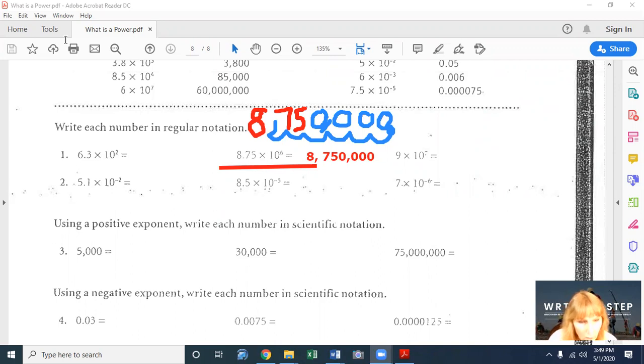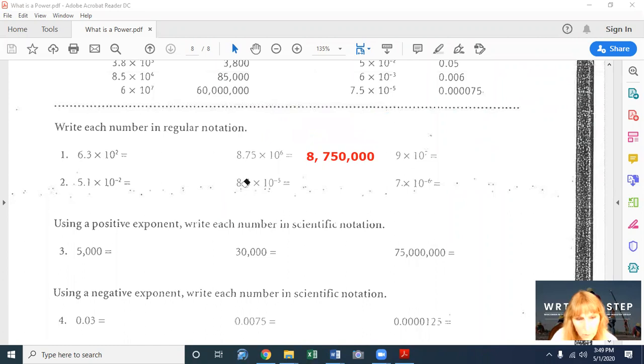And we could try the one right below it. So let's try this one right here. Underline that one. So if I was going to do that one, I have 8.5 times 10 to the negative 5. So let's write that out. I have 8.5, and that times 10 to the negative 5.